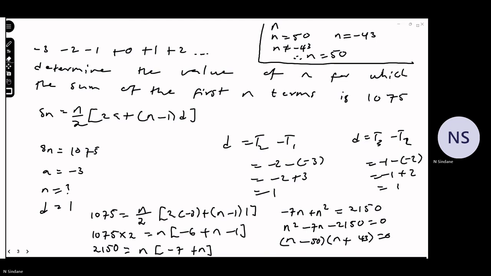I hope you understand. Don't forget the reasons why n cannot be negative. Don't forget why n is equal to 50, because n cannot be negative, n cannot be a fraction, n cannot be a decimal, n cannot be 0, right? Those are the 3 or 4 things that you need to know. Now, let's check out geometric series.